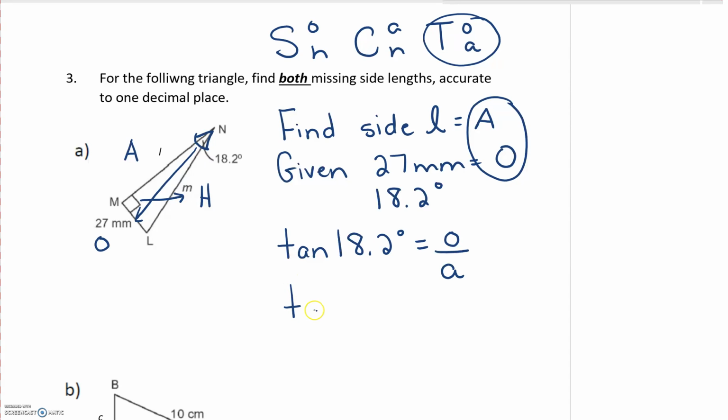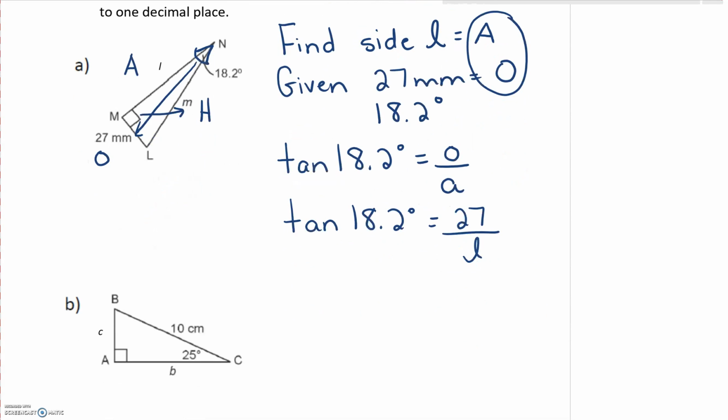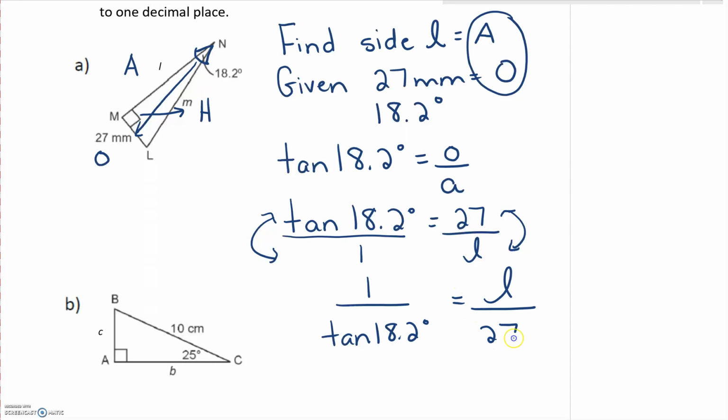So let's fill in the values. Tan of 18.2 degrees. The opposite is 27, and the adjacent is unknown. So I'm going to leave it as A for adjacent or L. So there's a problem here. The unknown is at the bottom, which means you need to flip it. But you need to flip both fractions, and this one is not a fraction. So we have to create a fraction, put it over 1, and flip both fractions. So we get 1 over tan of 18.2 degrees equals L over 27.